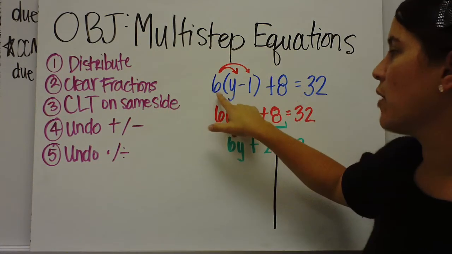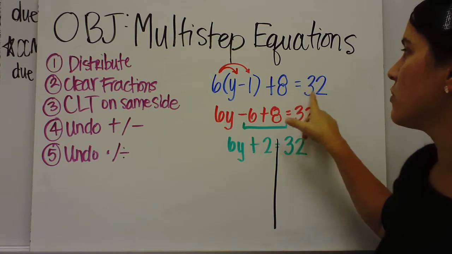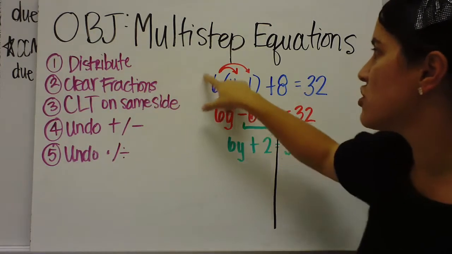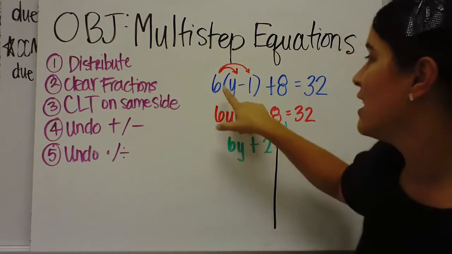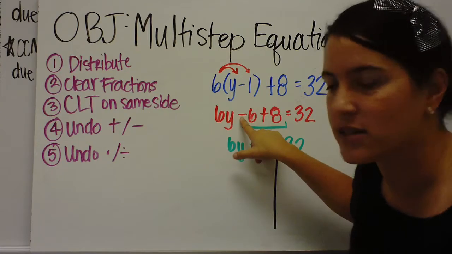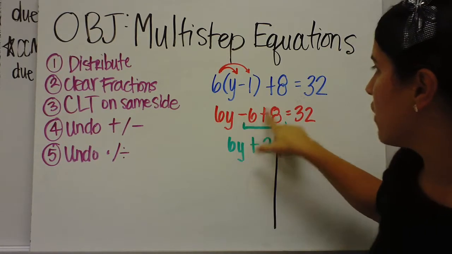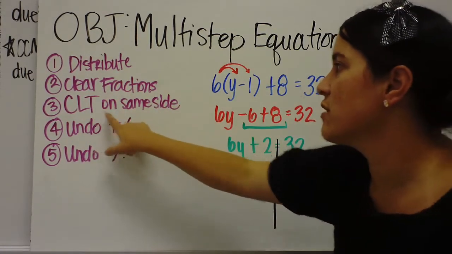The blue is the original problem. 6 times y minus 1 plus 8 equals 32. Step 1 is I've distributed my 6. So 6 times y is 6y. 6 times negative 1 is negative 6. Remember, a negative and a minus is the same thing. Plus 8 equals 32. I don't have any fractions, so step 3 is combine like terms.